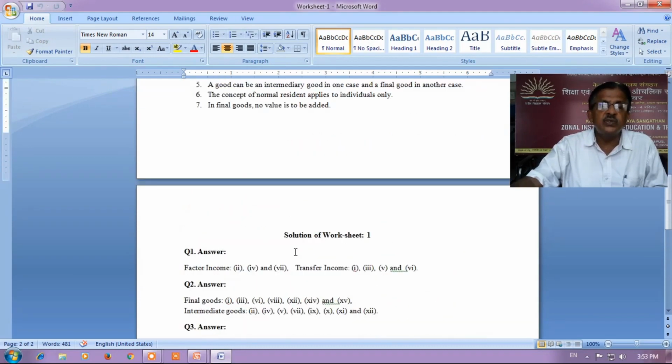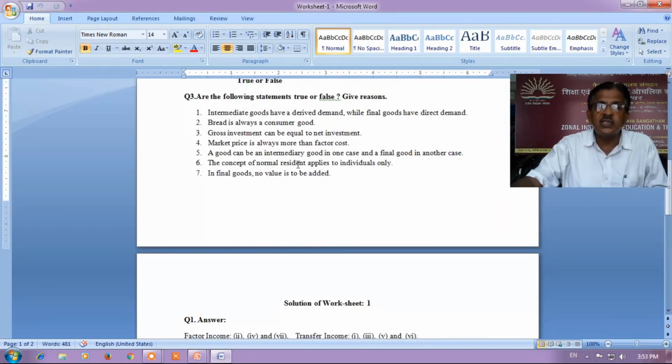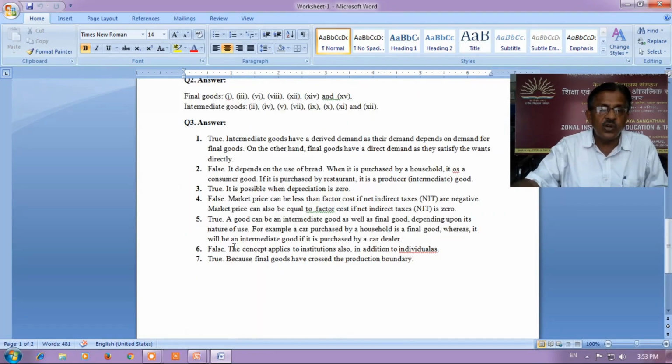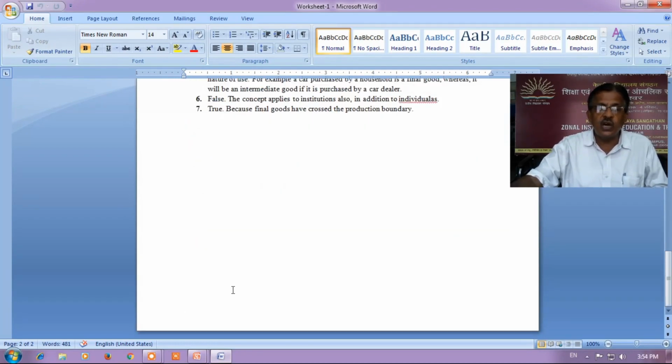That means, the normal residence applies to individuals only. It is not correct. Normal residence applies to individuals as well as the institutions. Number 7, in final goods, no value is to be added. So number 7, true, because final goods have crossed the production boundary. So this was about the worksheet number 1.